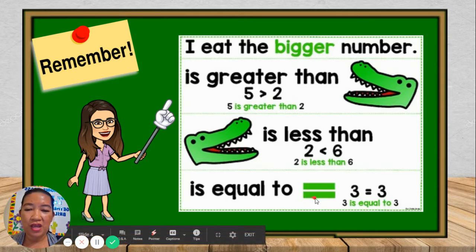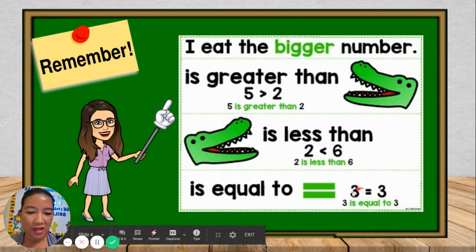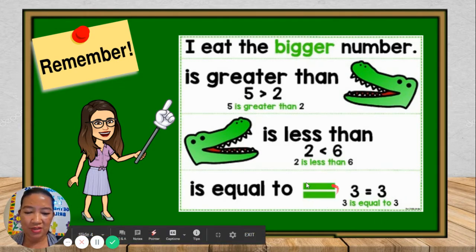Okay? And of course, we have here equal to. The alligator will not eat if there are two the same numbers. He is confused and he doesn't want to eat which one, right? Because there are the same numbers. Okay, like for these examples, we have here 3 and a 3 on this side. Do you think the alligator will eat that? Definitely not. He doesn't want it because they are the same. So he will just leave it like that. And we're going to use the equal sign or equal symbol like this that you see here on your screen.